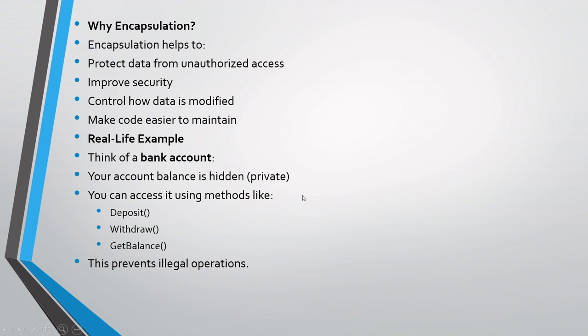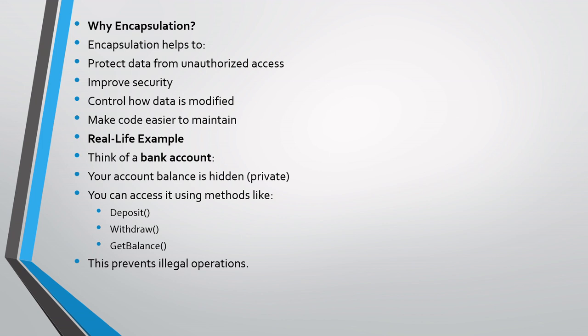Let's take a real-time example of a bank account. Your bank account balance is private. No one can access it directly, but you can access it using methods like deposit, withdraw or get balance. Directly we cannot access it, but through the methods we can access this value. This prevents illegal operations.